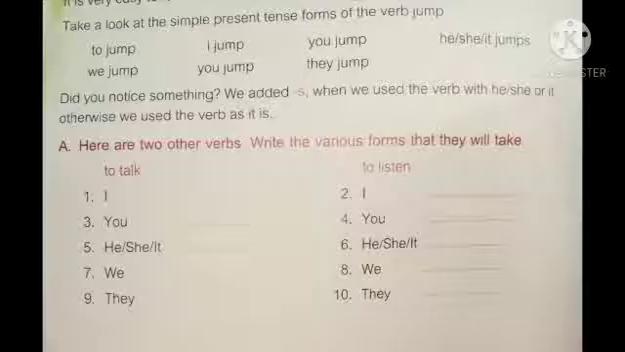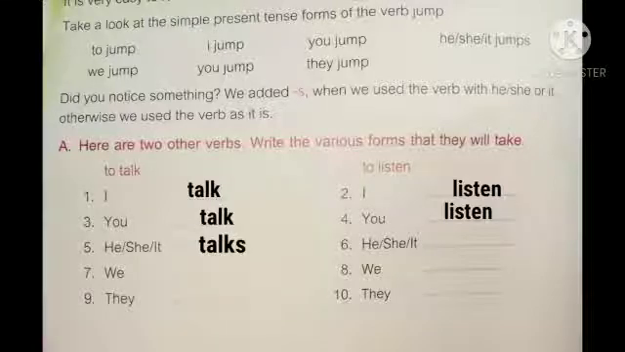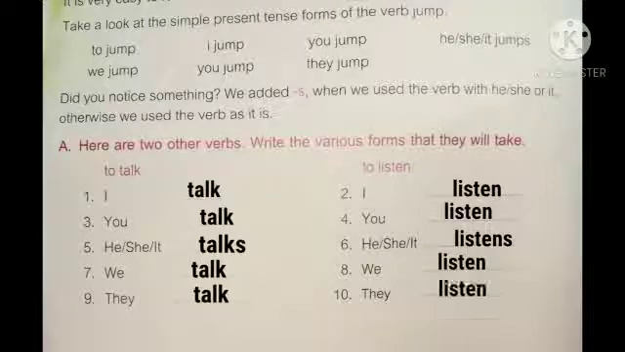Okay, next, A. Here are two other verbs. Write the various forms that they will take. To talk, to listen. First one, I talk, I listen. You talk, you listen. He, she, it talks. He, she, it listens. We talk, we listen. They talk, they listen.